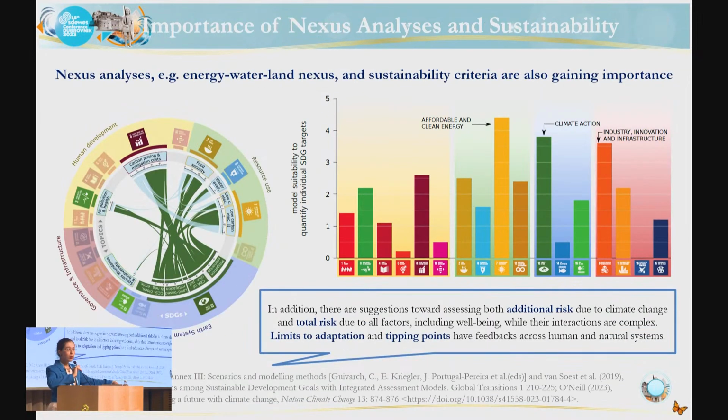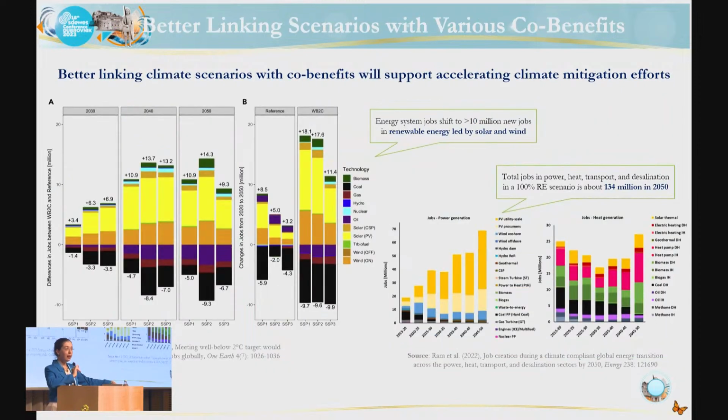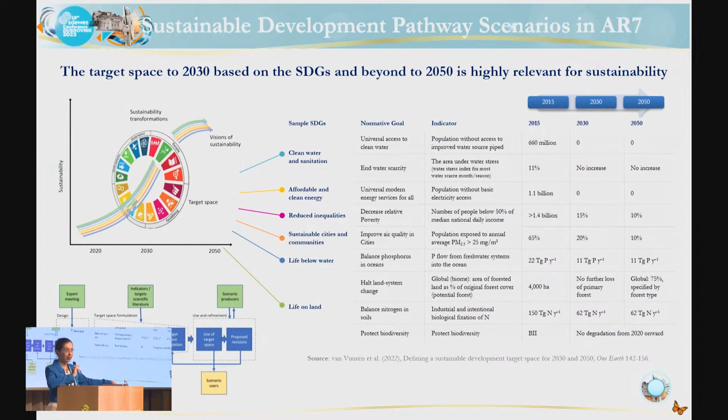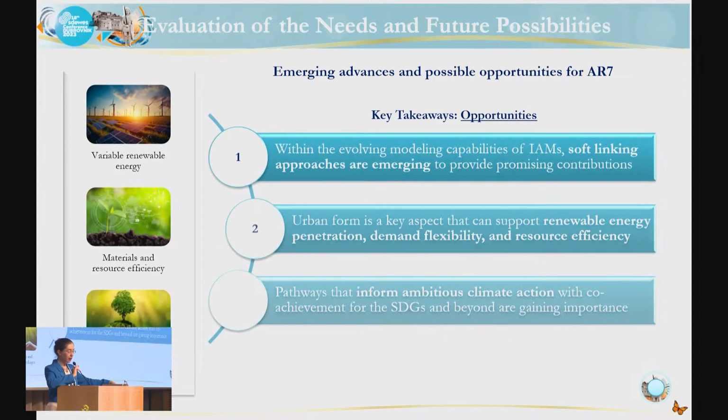It's also increasingly important to represent more the nexus analyses, including the energy, water, land nexus, and sustainability criteria is also gaining importance. There are different proposals, but at the same time, it's important to acknowledge the limits to adaptation and tipping points that can have feedbacks across human and natural systems. And more, we can represent the co-benefits of mitigation options, which can also support us in closing the implementation gap and accelerating climate mitigation. The Agenda 2030 is nearby, so the target space leading to 2050 is also relevant, and it can also support sustainable development pathways.